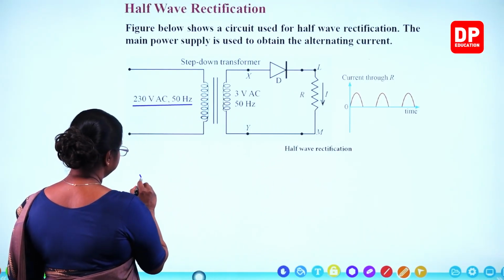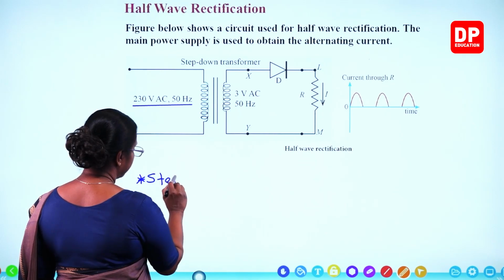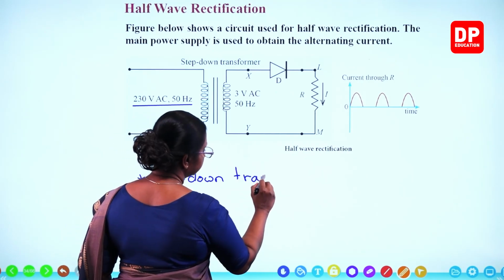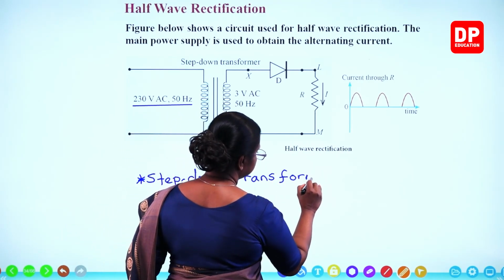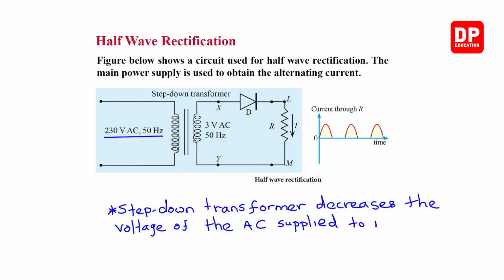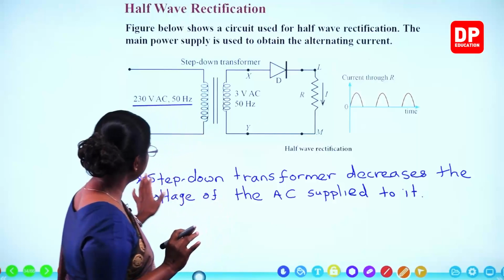So here we can say step-down transformer decreases the voltage of the alternate current supplied to it. So here the purpose of using step down.